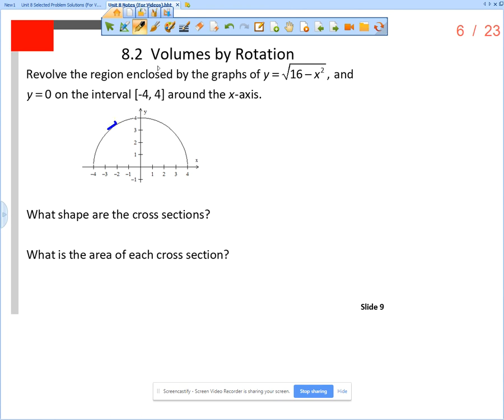Volume is when we are going to take a two-dimensional region and we're going to revolve it around an axis to create a three-dimensional object. All right, so let's read this.